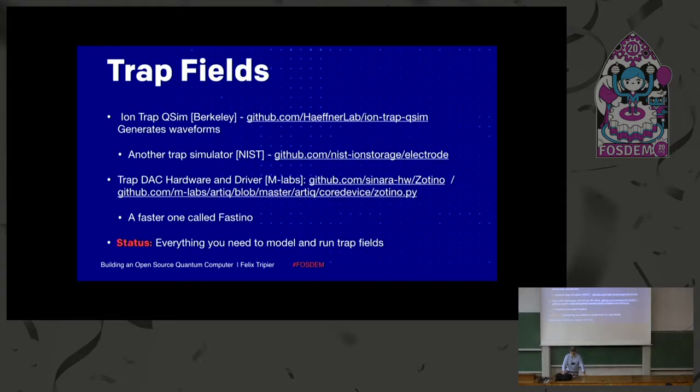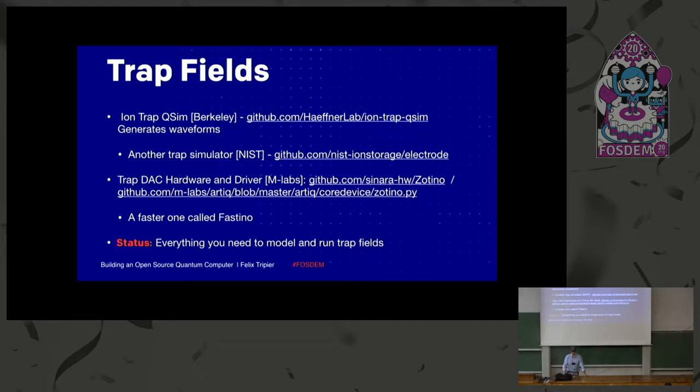For generating trap fields, we have to have software that actually controls the chip, and remember that there's some very complicated physics going on, and it's very dependent on the atom we're using, how many atoms we want to load. I found, through Berkeley's Trapped Ion Group, QSim, and another trap simulator through Electrode, and this is the software that actually gives us the data we load our trap chip with to create the exact electric field we need.